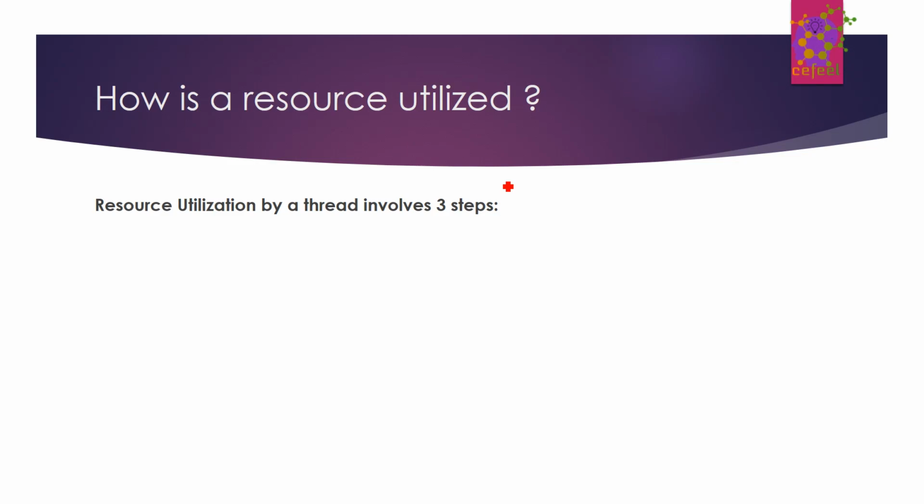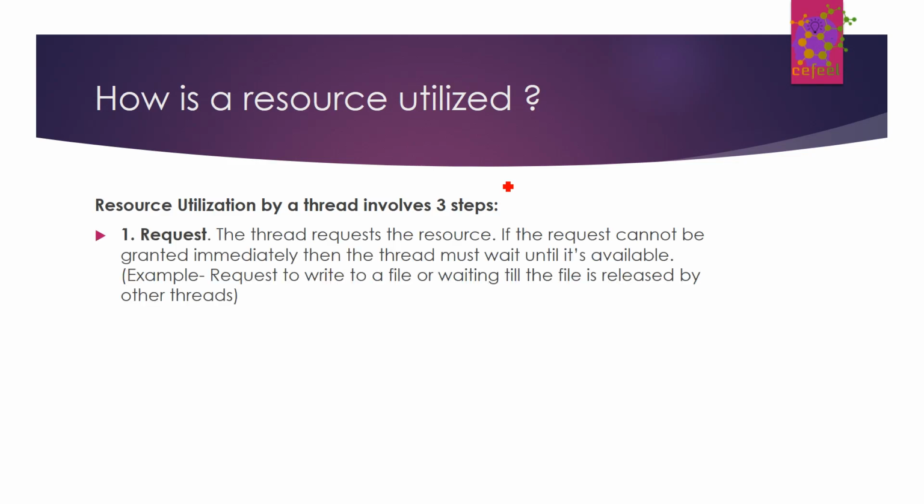So next we come to how a resource is utilized by a thread. Usually resource allocation involves 3 steps. Because resources are shared and there are so many processes running on the system, there should be a specific process of request, allocation, and then release. So the first step of resource utilization is request. A thread has to first request the resource from the system.